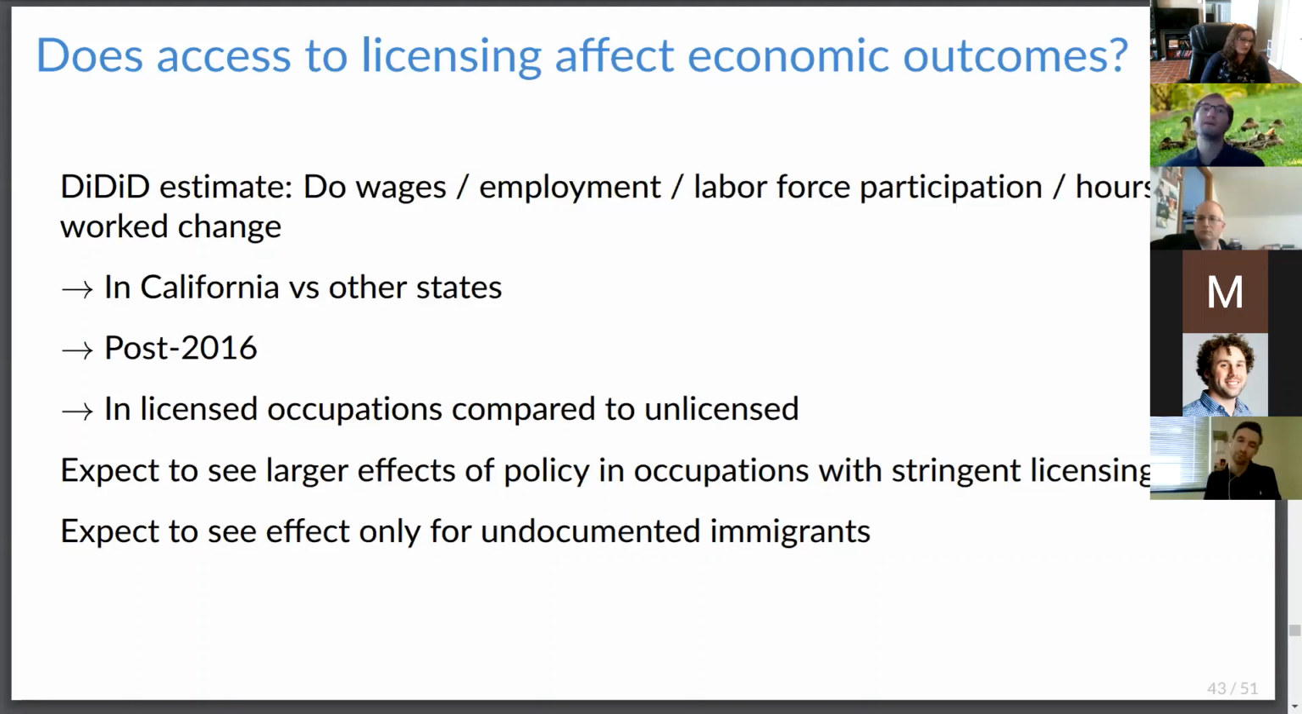And so you'll notice I'm not interacting immigration status. What I'm going to do is run this regression separately for undocumented immigrants and then native workers. And so what you'd expect to see is that there's some large effect for undocumented immigrants and a smaller effect or no effect for natives.